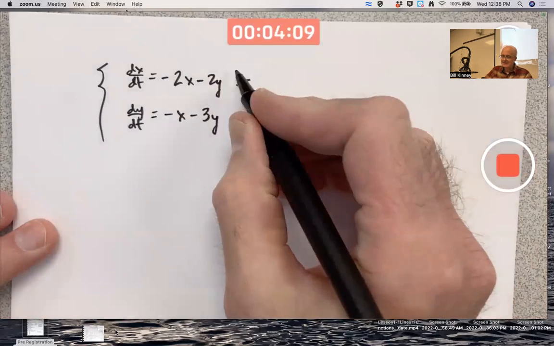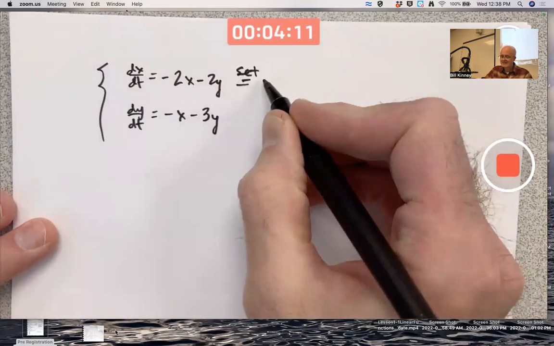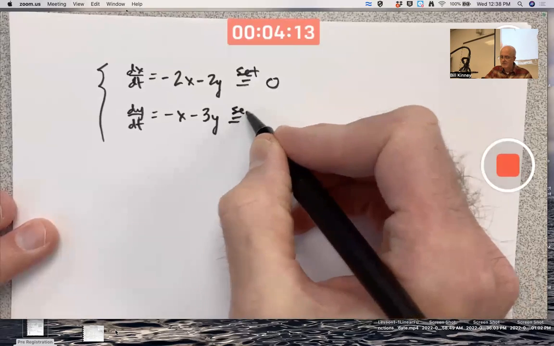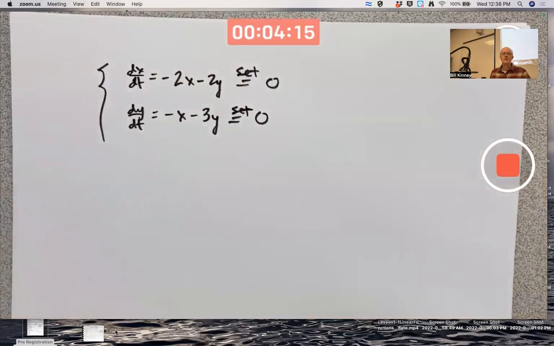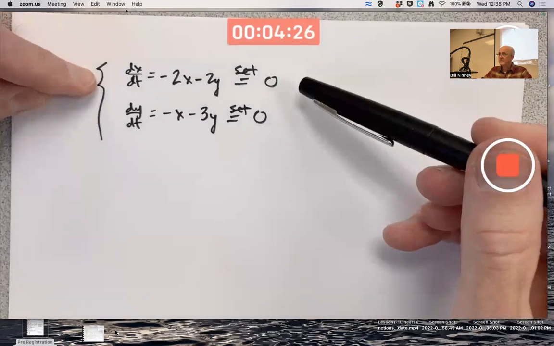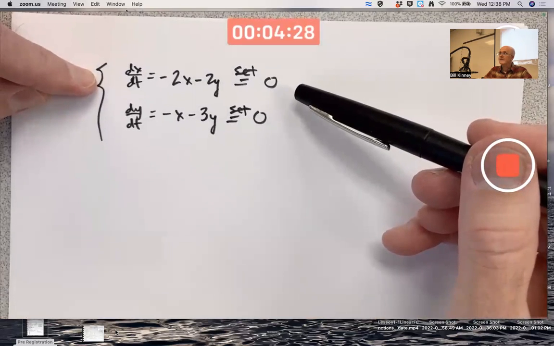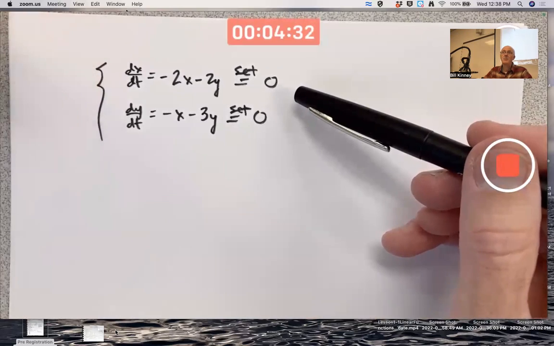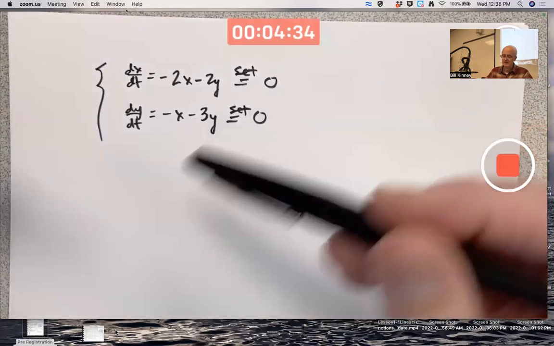If we set both right-hand side functions equal to 0, the resulting equations define lines in the plane that are nullclines of the system. Lines where, for the vector field, the arrows are either vertical or horizontal. And that helps you draw the phase plane.